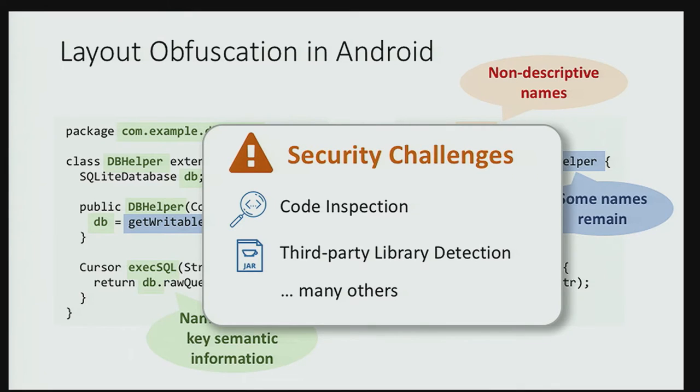Another critical problem in security is third-party library detection. The problem here is that after the obfuscation, all the application-specific code is obfuscated together with the third-party library code, so we cannot distinguish what kind of libraries were imported in the application. And there are many other problems. For example, we have statistical security systems that rely on descriptive names in order to predict and to do their analysis. So all these are different kinds of security challenges.